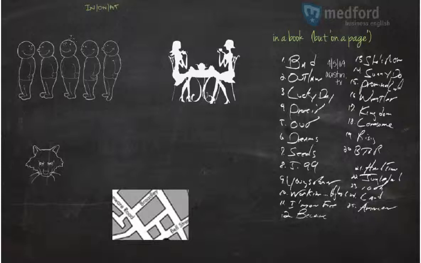But let's start with this guy here. He is in a line or in a queue. Why is he in a queue? Because he's contained. There's a lot of people and he is in the middle, so he is in a queue. He cannot be at, he cannot be on, but he is in a queue.